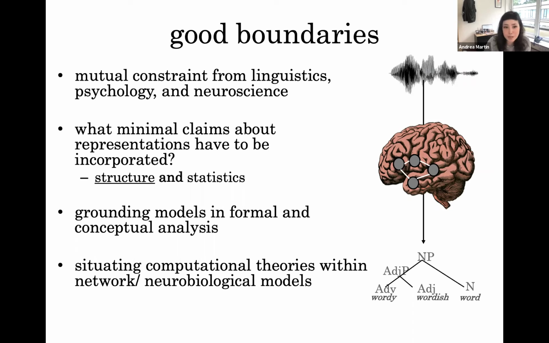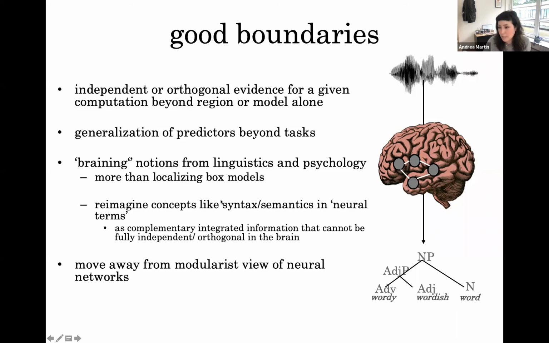Again, mutual constraint from all of our involved disciplines. Focus again on what are the minimal claims about representation that we have to face, so that we need structure and statistics. How do we represent both of those? We want to ground our models in formal and conceptual analysis. And then I think also situating our computational theories within what we know about network computation in the brain is super important. Again, I can't seem to ever advance my slides.